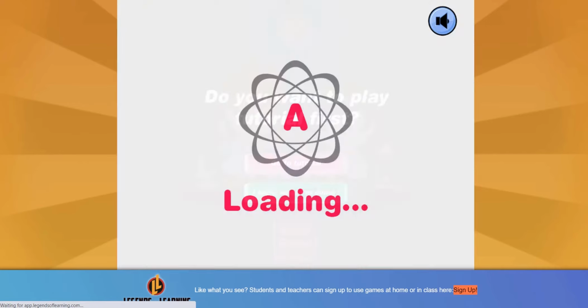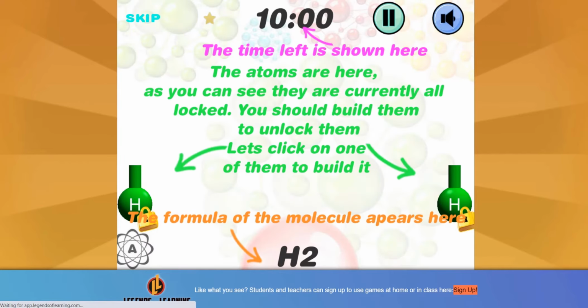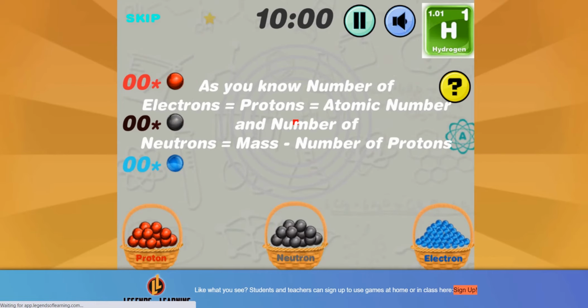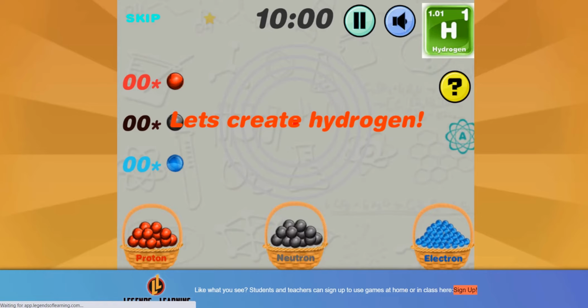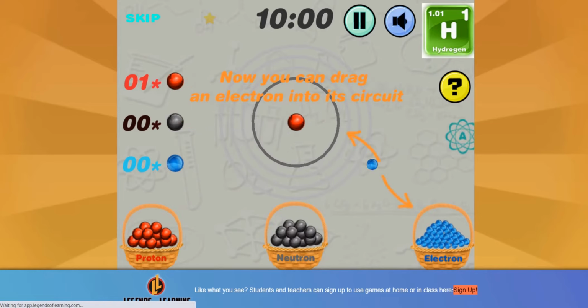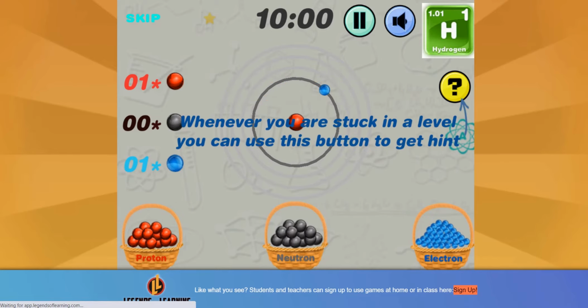Legends of Learning presents the Atom Factory game. This is a science game that makes learning about atoms and elements fun and easy to understand. Learn how to create a molecule with the aid of the information provided from the periodic table.